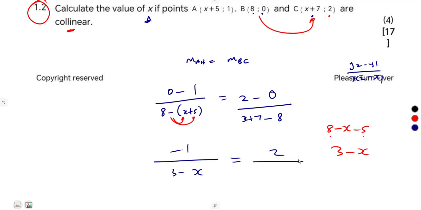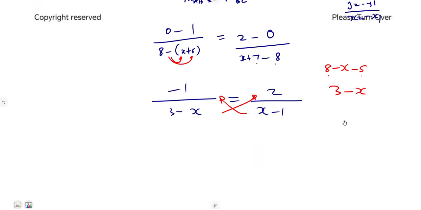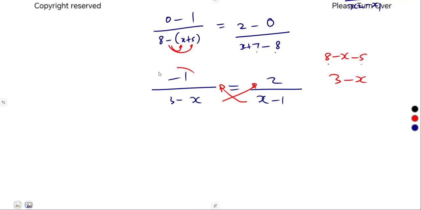2 minus 0, that's a 2 over what? 7 minus 8, that's going to be negative 1. So that is what we have. And from these two fractions, we can simply cross multiply so that we can determine the value of x. Negative 1 multiplying what? X minus 1. The 2 is going to multiply 3 minus x, right?